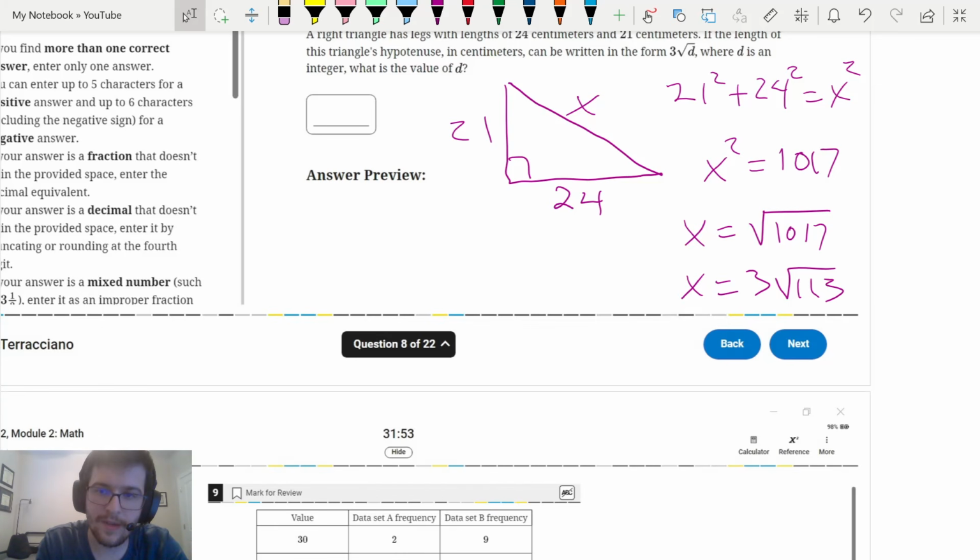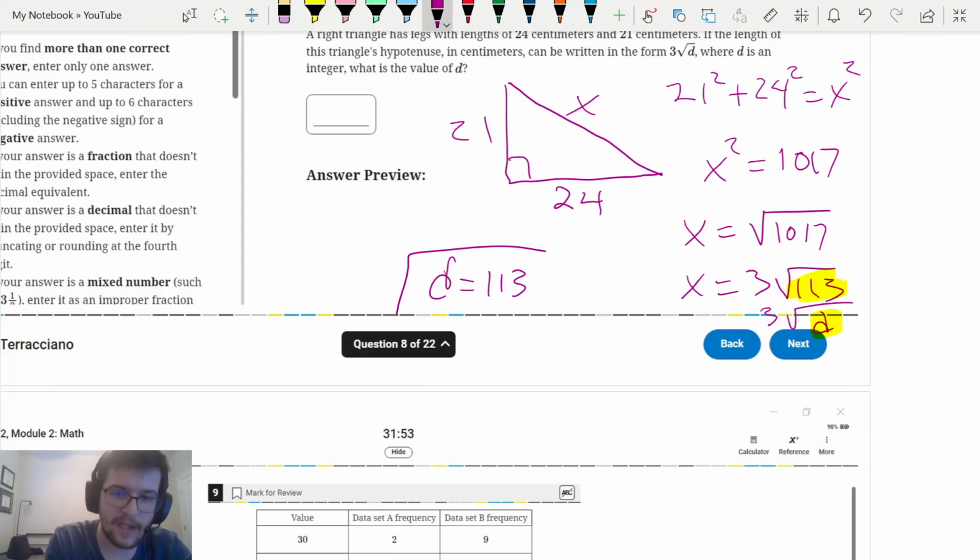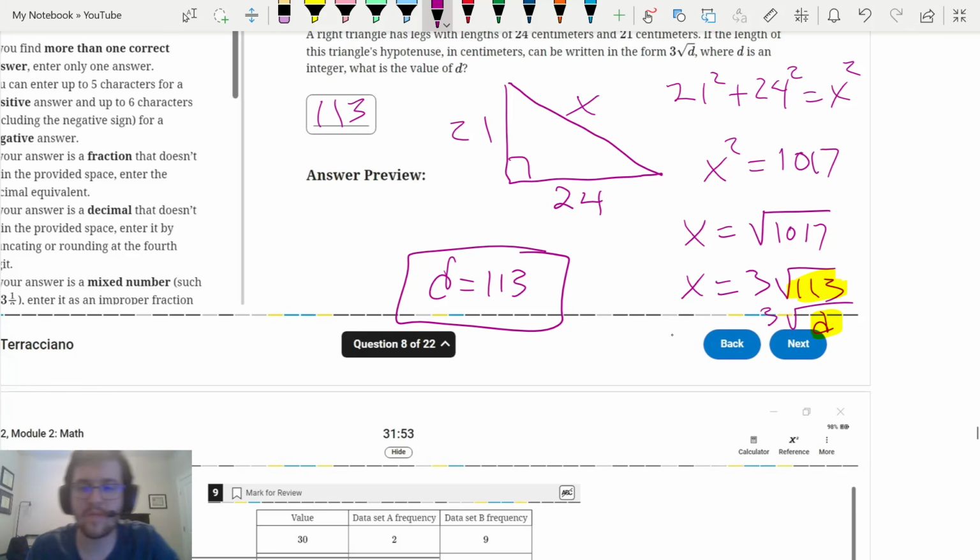And it says 3 root D. So D is, oops, D is equal to 113. So D is equal to 113, and that's the answer. So we put 113 in the box.